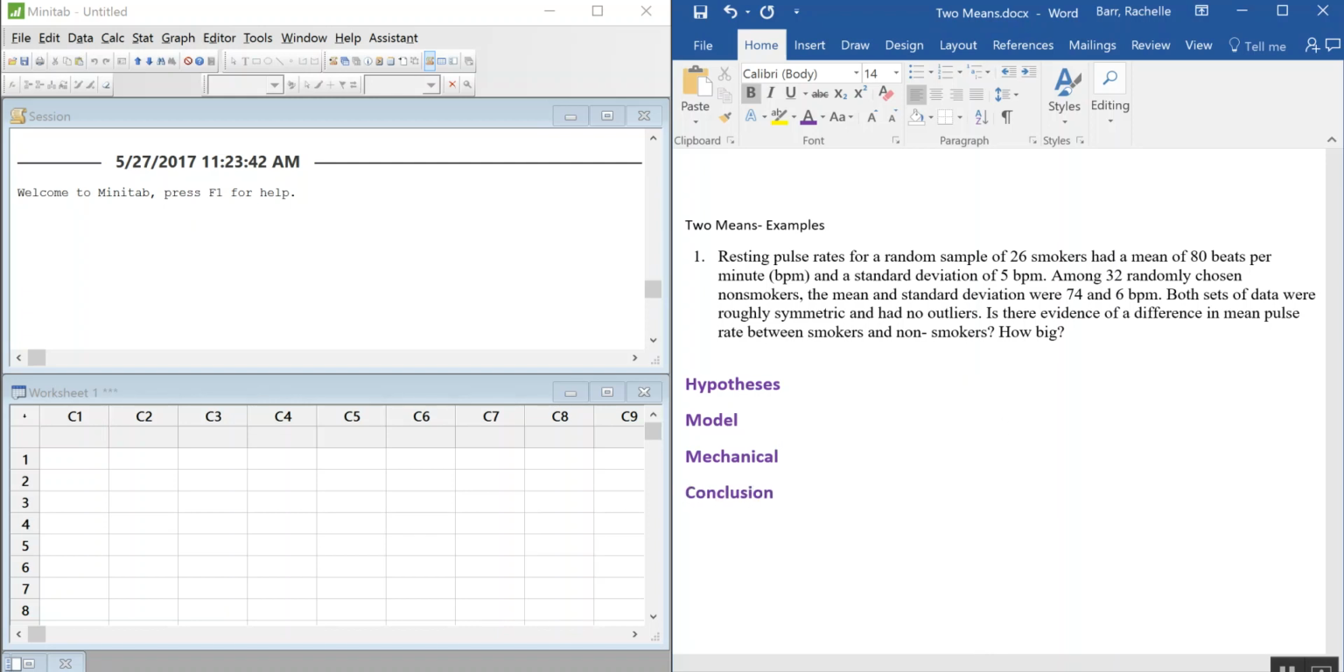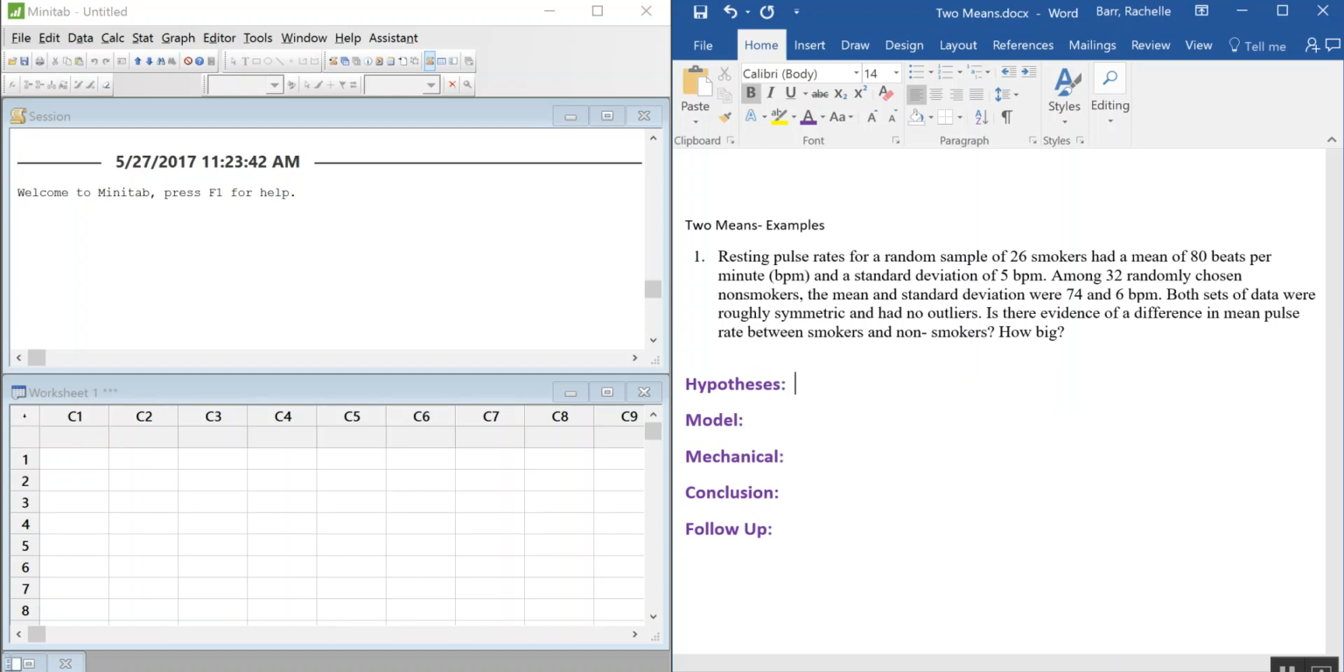And normally this is where we would end if we're just doing a hypothesis test. But then there's this additional part where they're like, how big? So I got to have some follow-up. And that follow-up is going to be me estimating what the actual difference is. And for that, I'm going to be using a confidence interval.